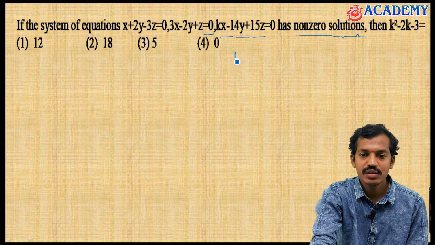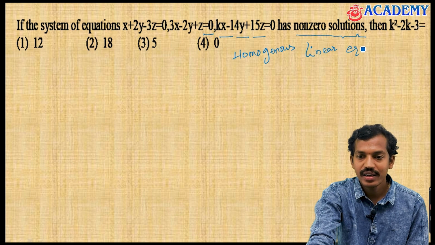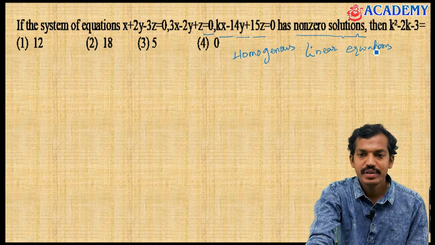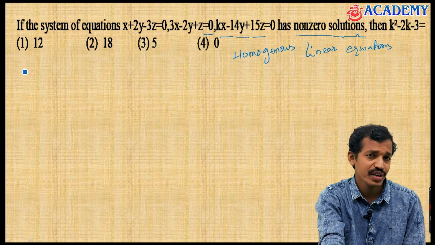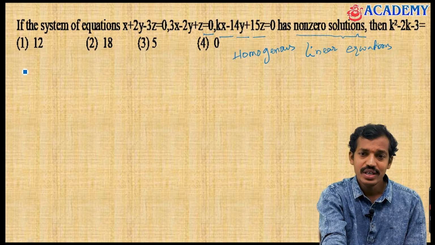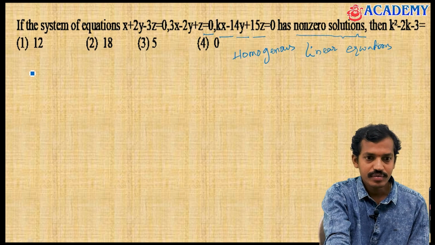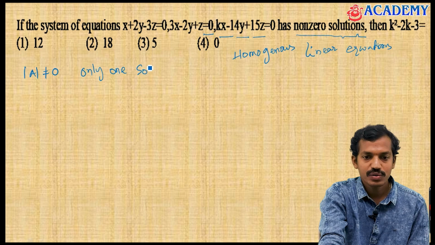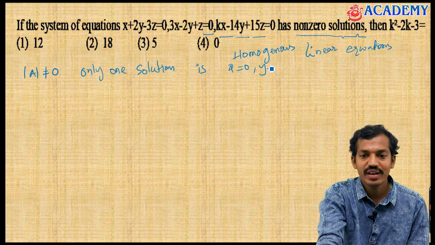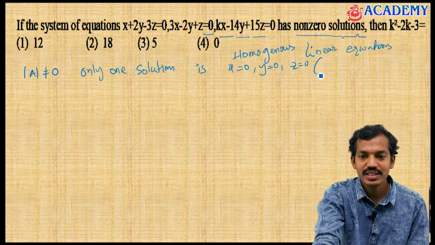This is what? This is a homogeneous linear system of equations. If the determinant of A is not equal to 0, it has only one unique solution. If a homogeneous system has determinant of A not equal to 0, it means only one solution. That solution is what? x equals 0, y equals 0, z equals 0. This is said to be the zero solution.